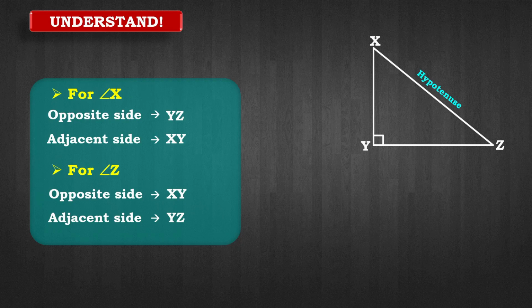This shows that the opposite side and adjacent side depend on the angle chosen. However, the hypotenuse remains the same for all angles because it is always opposite the right angle. Understanding this concept is very important before learning trigonometric ratios.